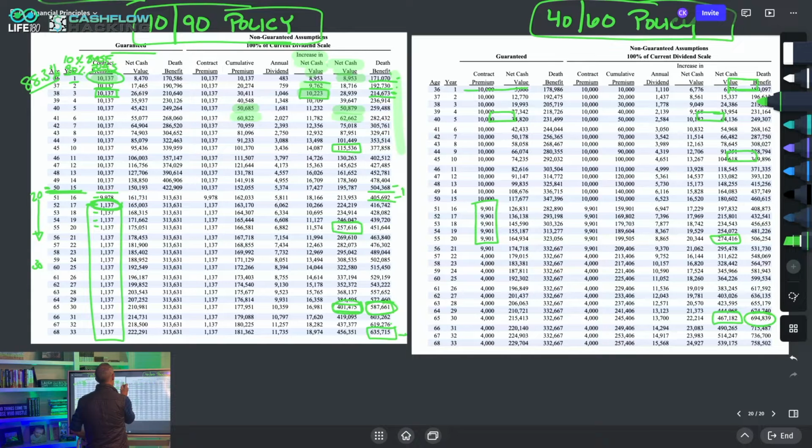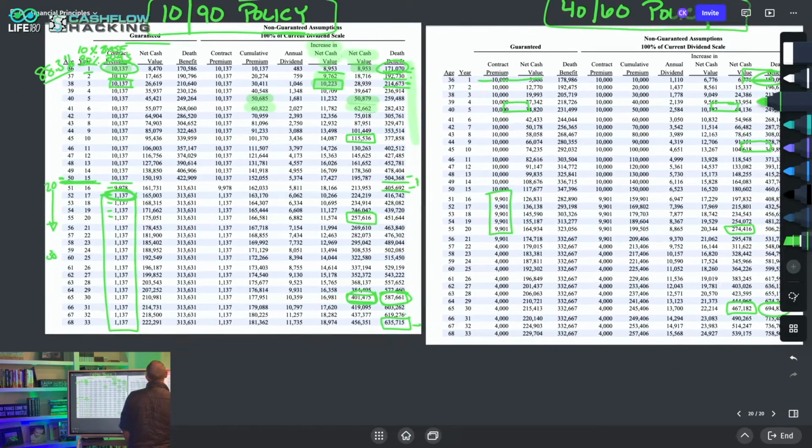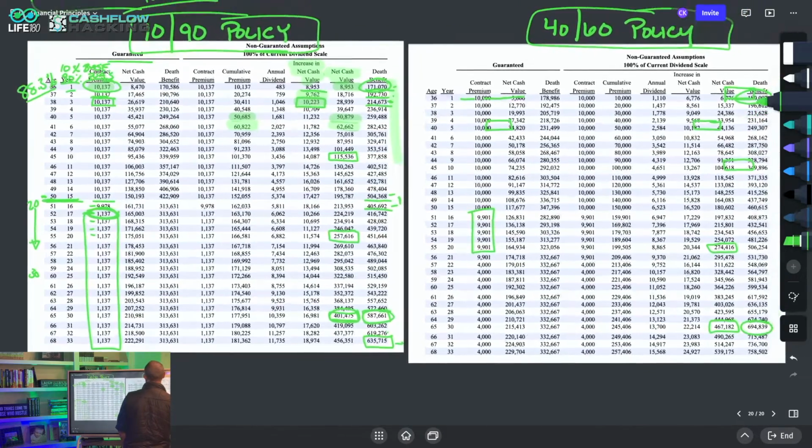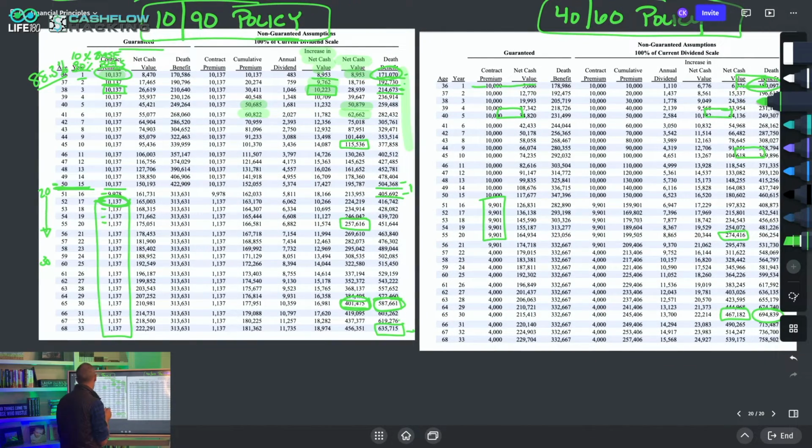You notice with the 1090 policy, you start off with a little less. Why do you do that, actually? That's actually surprising to me that you start with less, because I would figure with a bigger term insurance rider, you would have more insurance, but that's actually not the way it worked out, which is kind of interesting to me. So we look at those two things, and that is what it is.